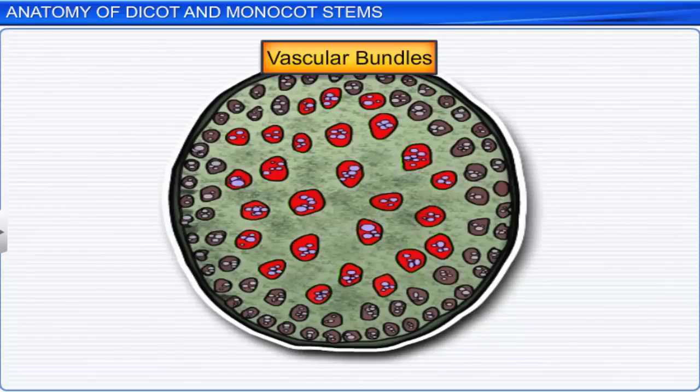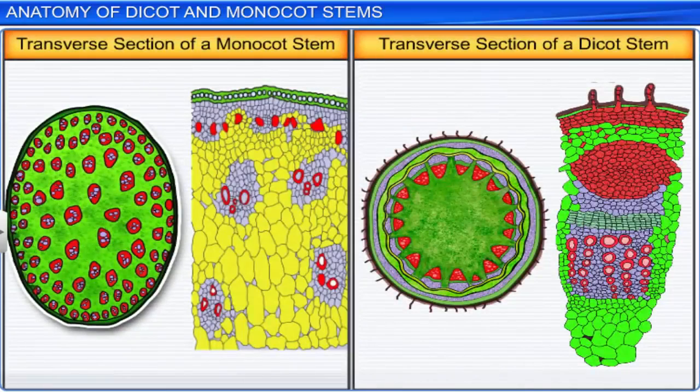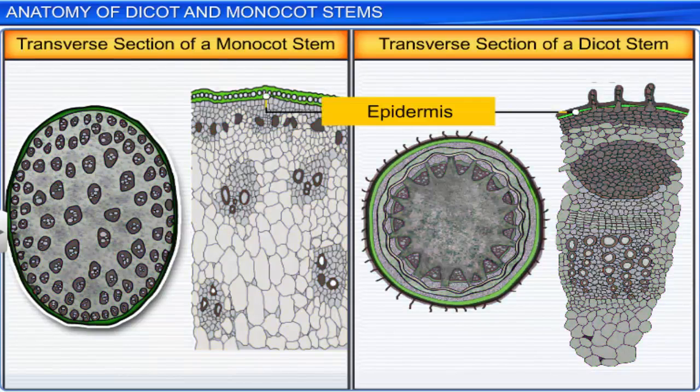Therefore, the essential differences between a monocot and dicot stem lie in the arrangement of the epidermis, ground tissue, and vascular tissue.